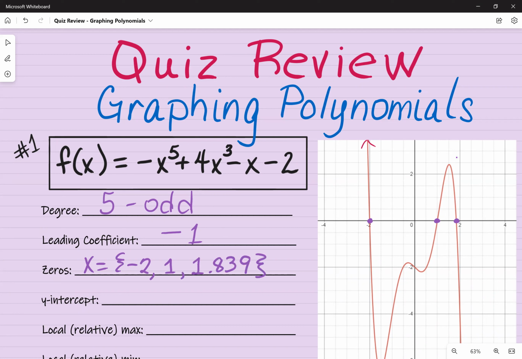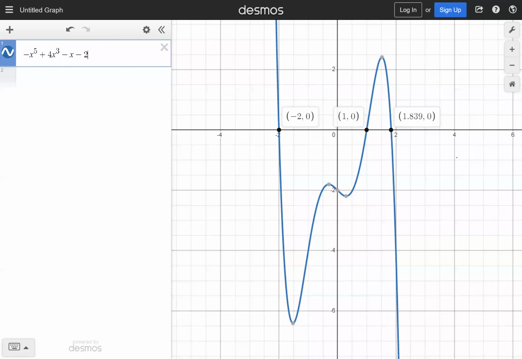My y-intercept is where my graph crosses my y-axis. In this case, x has to be 0. So -2. If I went back to my Desmos, again, if I just clicked on it, it will tell me it's 0, -2.